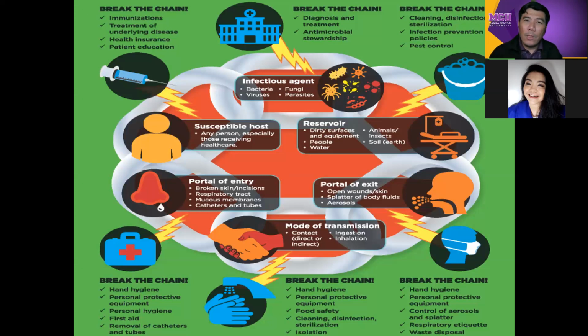So what's the difference between disinfection and sterilization? For disinfection, the difference is it prevents multiplication. There is still presence of pathogens, but it lessens, okay?